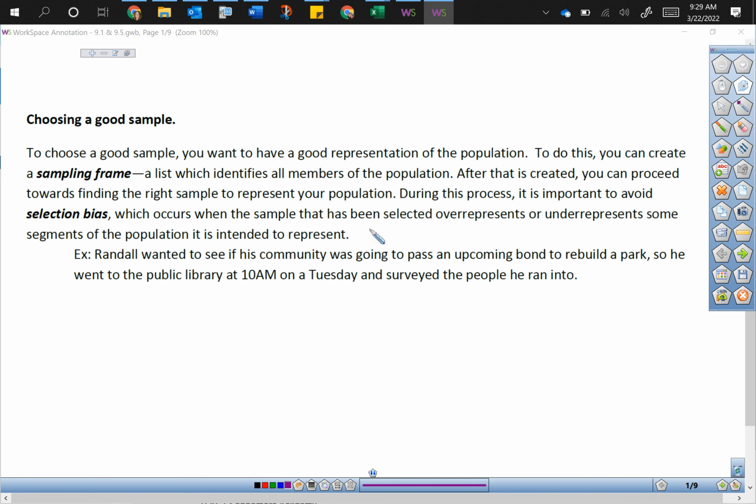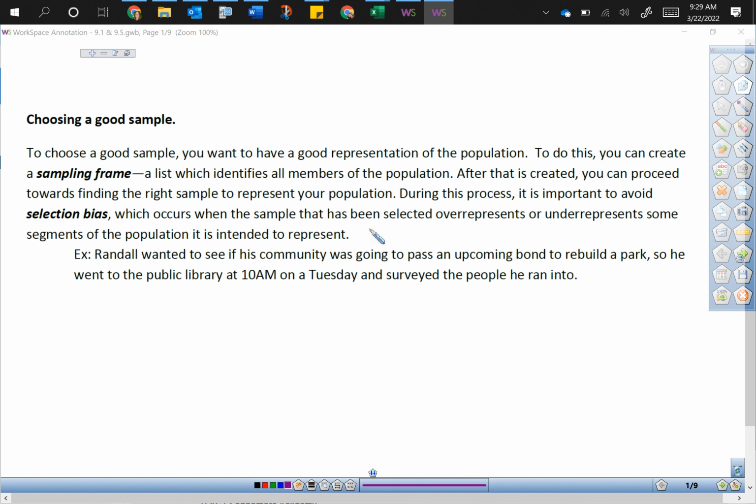Okay, so today we're going to talk about choosing a good sample. To choose a good sample, you want to have a good representation of the population. Like if I wanted to measure something in the population, I want to get a good representation of it. I wouldn't just choose all random people. There are different methods of sampling.